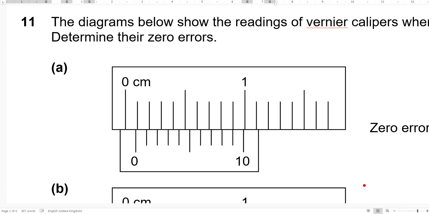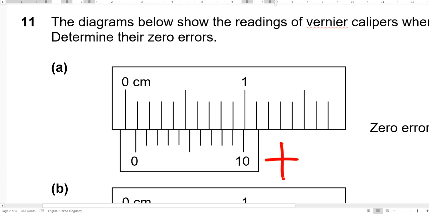So what does that imply? It means that it is reading too much or too little? Too much, yeah. If it's too much, it is positive. If it is too little, it's negative. So I know straight away this must be a positive zero error, so I put a plus.